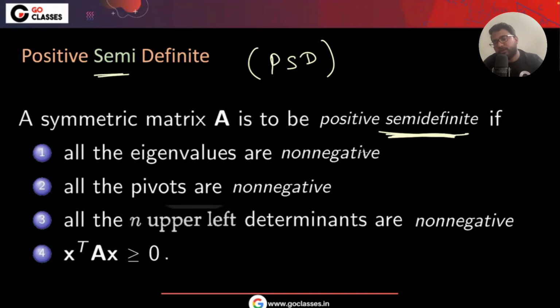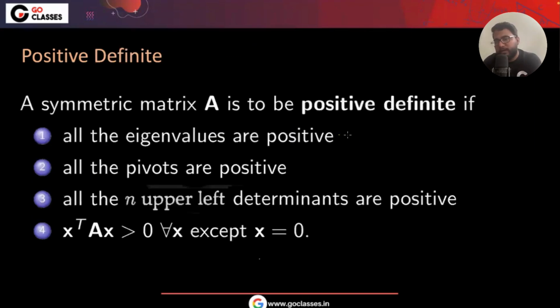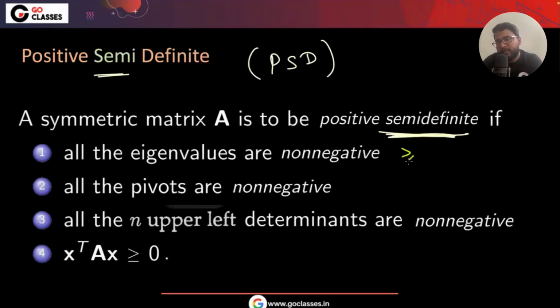Instead of saying greater than zero everywhere, positive meaning greater than zero, here they are saying greater than or equal to zero. That's the only difference.